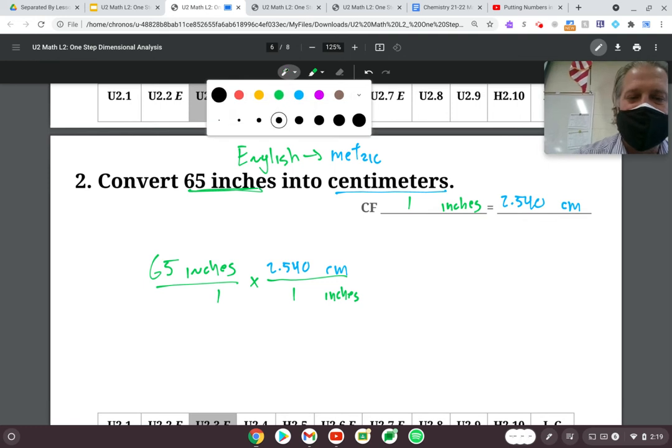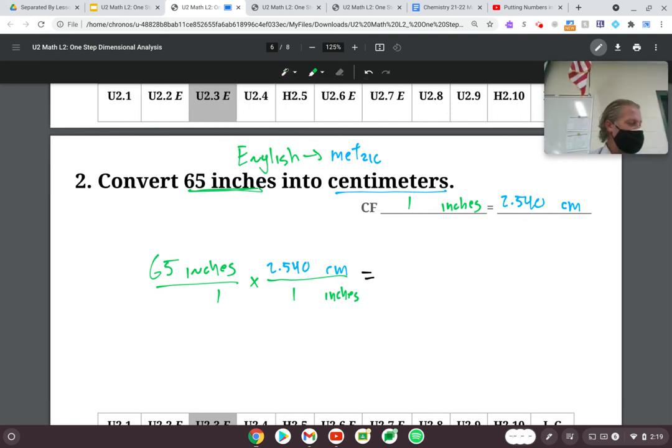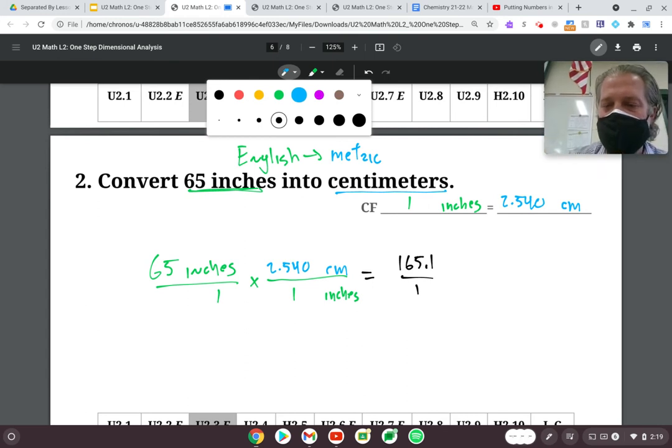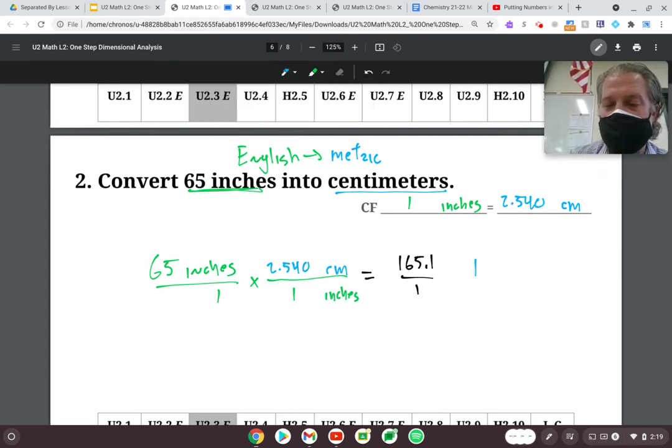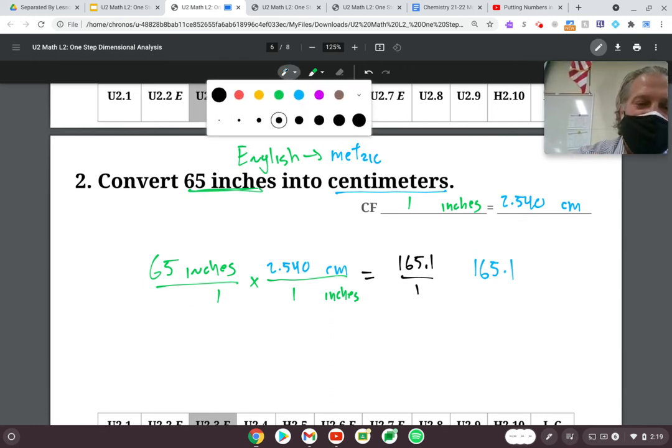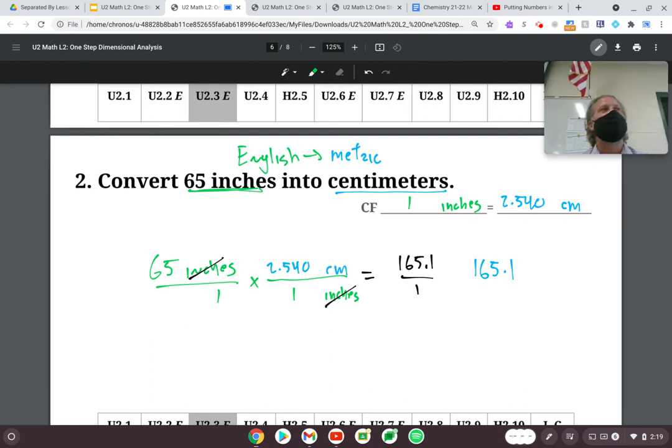So now I'm going to simplify, multiply straight across, and when I do that, I get 65 times 2.540, which gives me a value of 165.1 over 1, because 1 times 1. And I can't really simplify that anymore, so I'm going to record my numeric answer to be 165.1. I'm going to recall from the problem that the unit of inches cancels out, and when the unit of inches cancels out, that tells me that my unit is going to actually be centimeters. So there's my final answer.